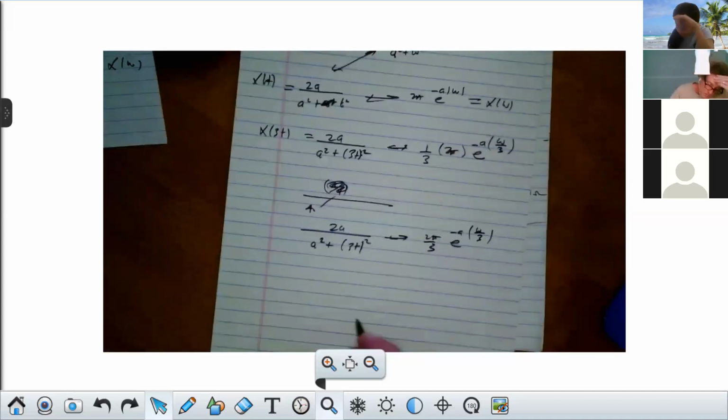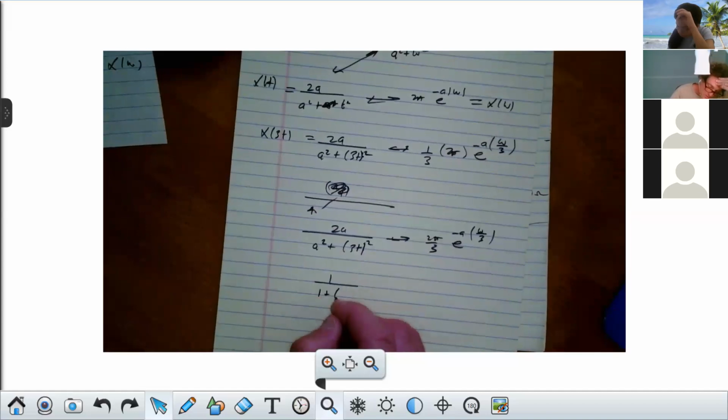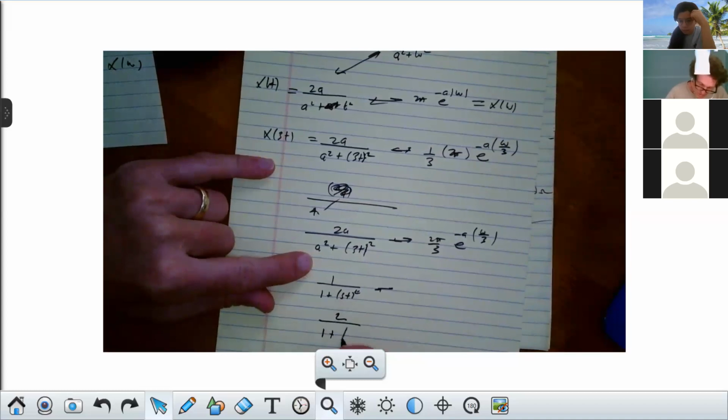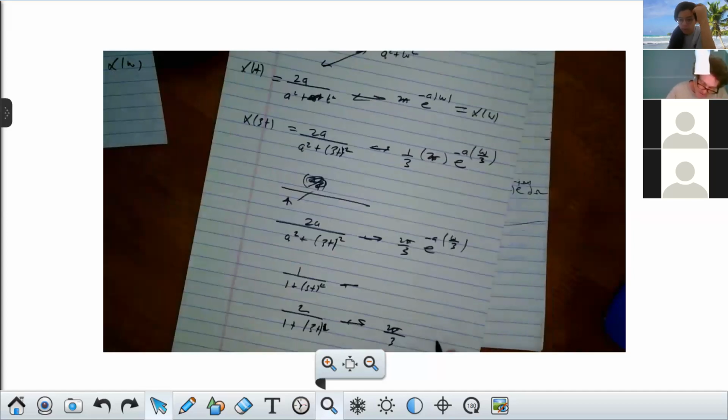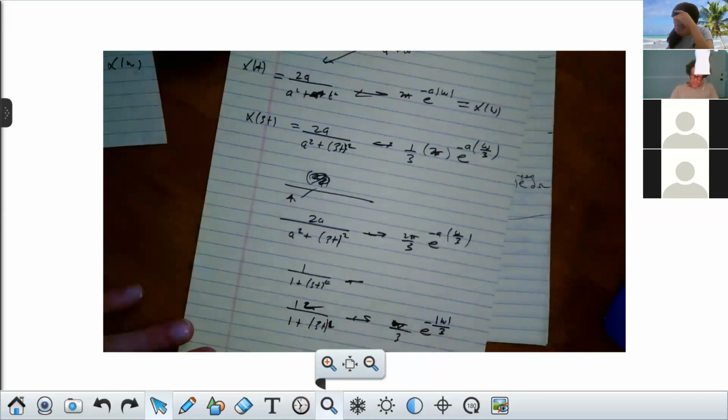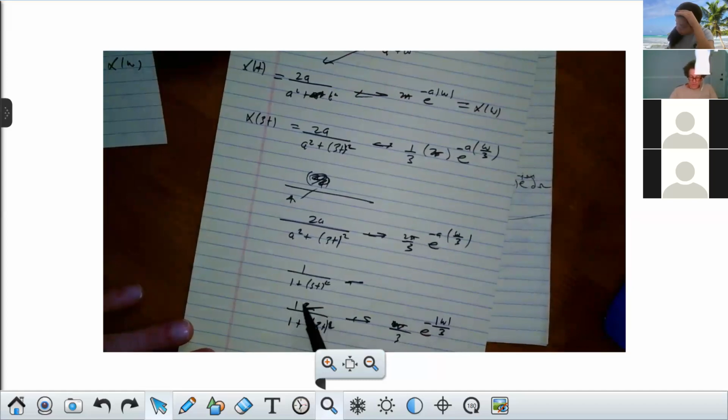Yes, sir. The one I want is 1 over 1 plus 3t squared. That's the one I want, right? So if I let a be equal to 1, then I get 2 over 1 plus 3t squared going to 2 pi over 3. Since a is 1, it's e to the minus magnitude of omega over 3, correct? Yes, sir. We'll divide both sides by 2. So pi over 3 e to the minus magnitude of omega over 3 would be the transform of 1 over 1 plus 3t squared. Oh, okay. I think I see my issue. Okay, that makes sense.